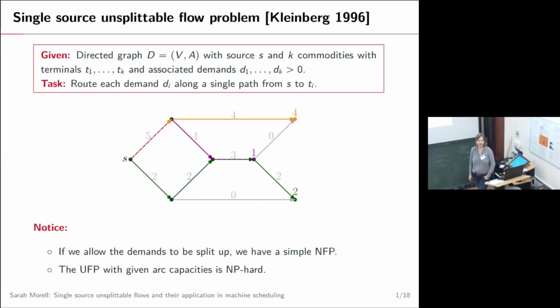Now, if we allow the demands to be split up, this is just a simple network flow problem. And if we are given capacities, this problem is NP-hard.